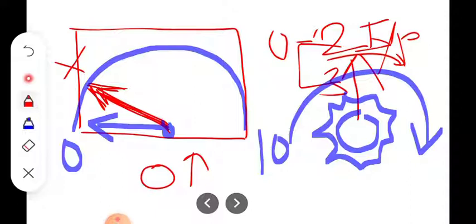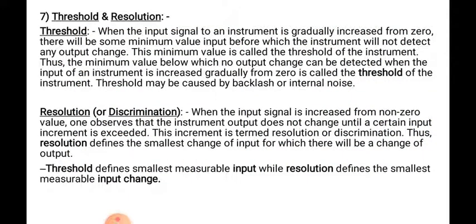Okay, now we will see how it is defined in the resolution. When the input signal is increased from a non-zero value. Okay, initially for the threshold we are increasing from the zero value, is it? And in case of the resolution we are increasing, means we have reached the non-zero value of response. Okay, is it?